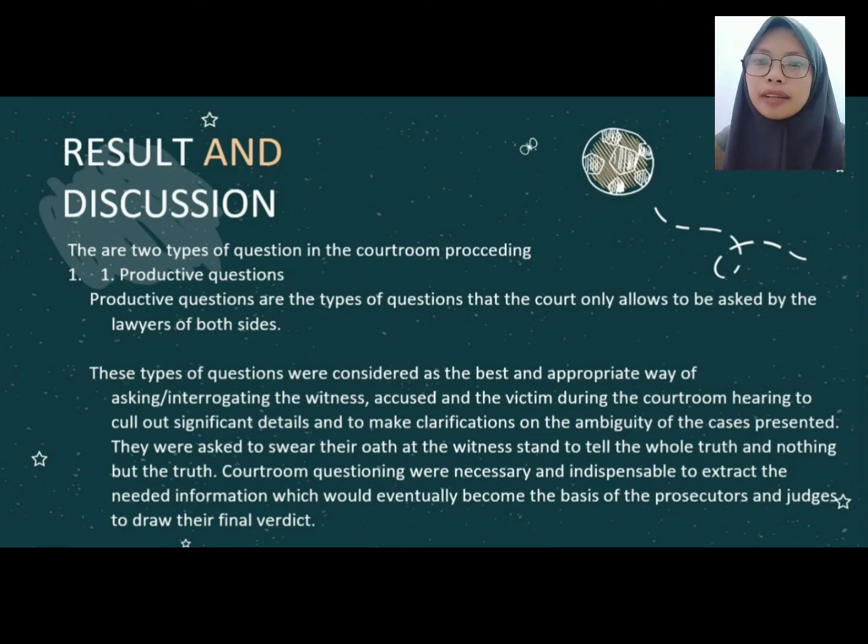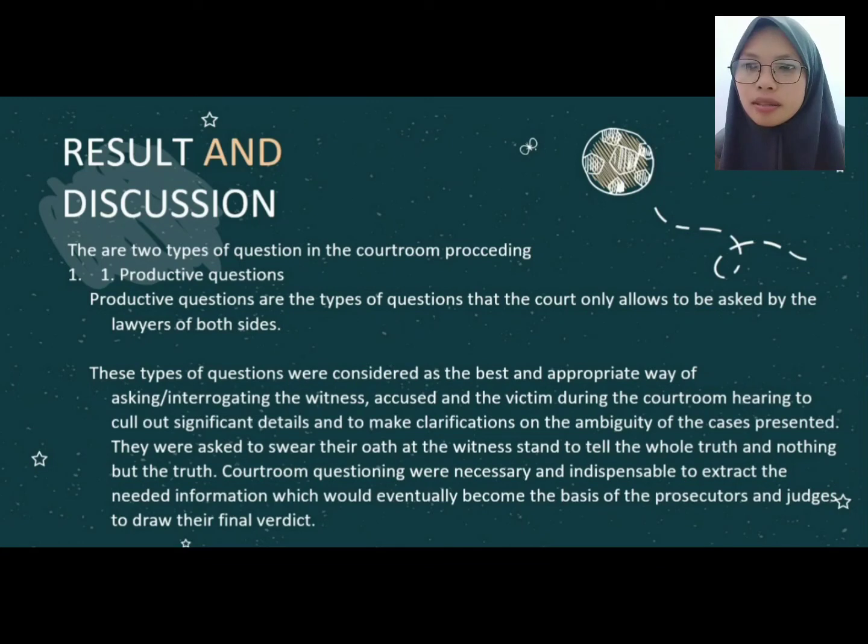There are 2 types of questions in the courtroom proceeding. First is productive questions. Productive questions are the type of question that the court only allows to be asked by the lawyers of both sides. These types of questions were considered as the best and appropriate way of asking or interrogating the witness, accused, and the victim during the courtroom hearing to call out significant details and to make clarifications on the ambiguity of the cases presented.